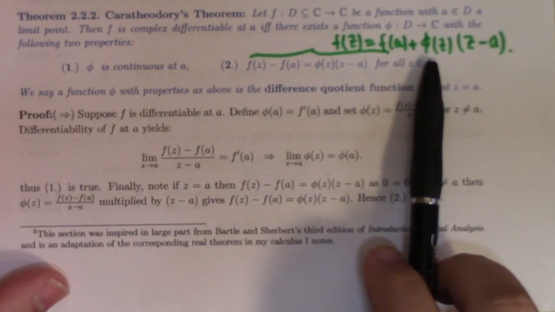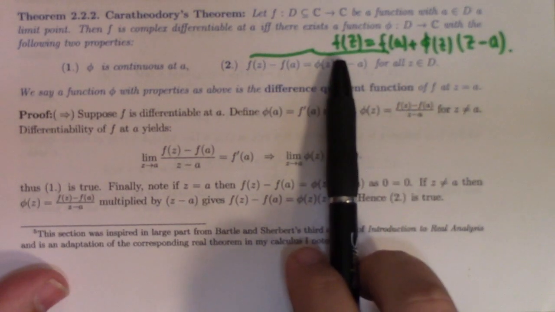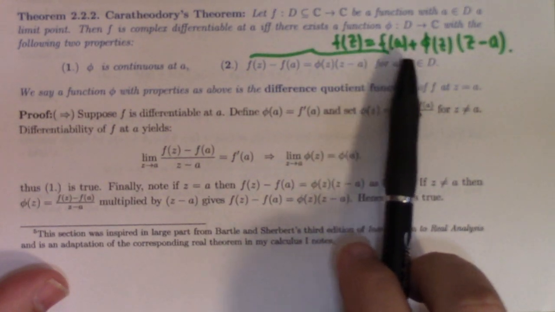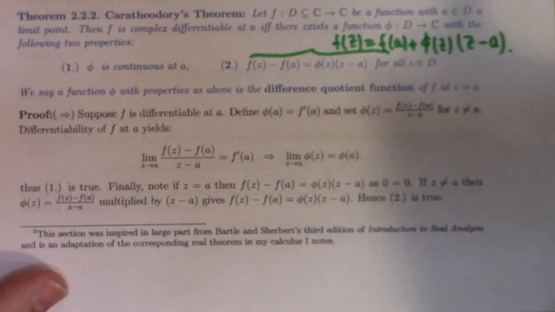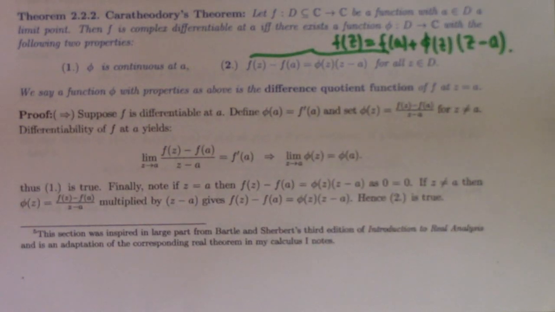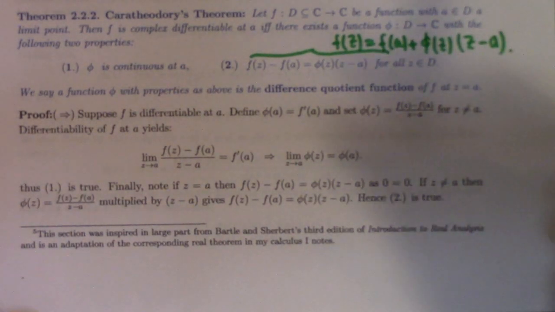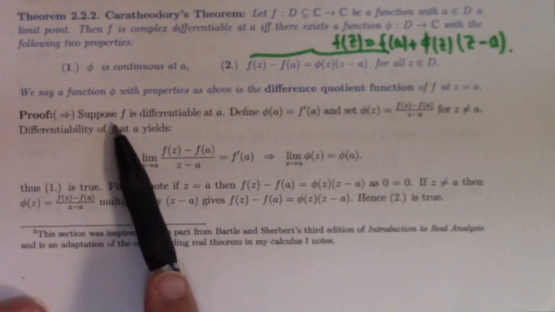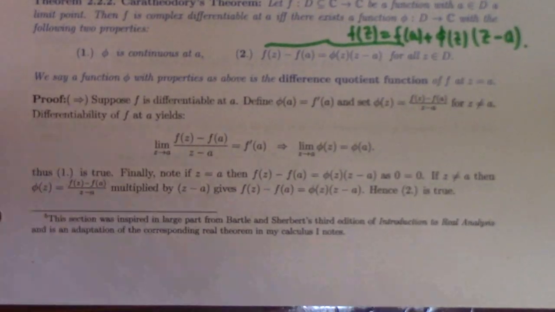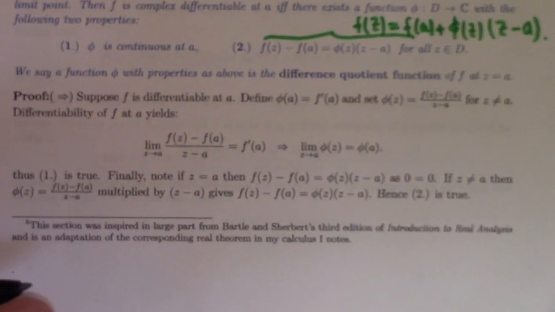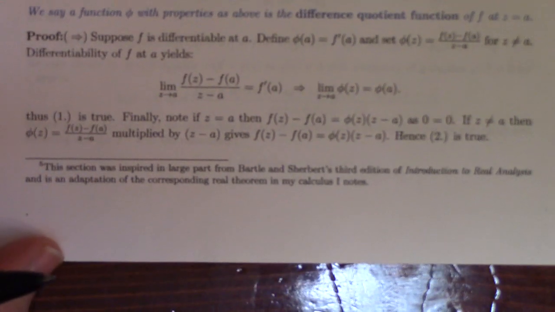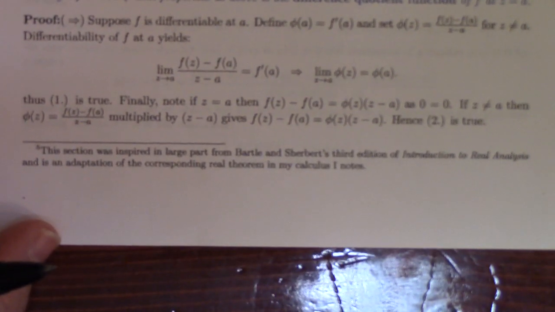Anyway, the function phi is continuous, and it is related to f in this way: f of z is equal to f of A plus phi of z times z minus A. All right, it's a different quotient function. So the proof that that's equivalent to complex differentiability is pretty straightforward, actually. Here it is. Let me see if I can zoom in a little bit more. There we go.